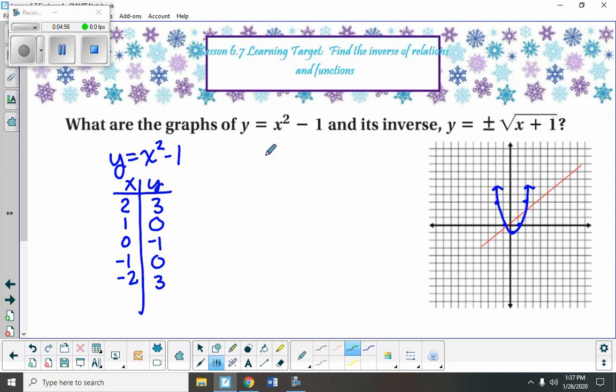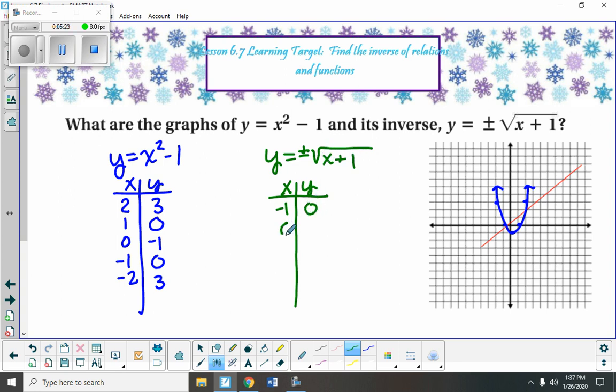All right, let's graph the inverse and see what happens. So now we have a square root going on. When you have a square root, the minimum value inside of here can be 0. So in order to make a 0, x would have to equal -1. So if you plug in a -1, -1 plus 1 is 0, square root of 0 is 0.